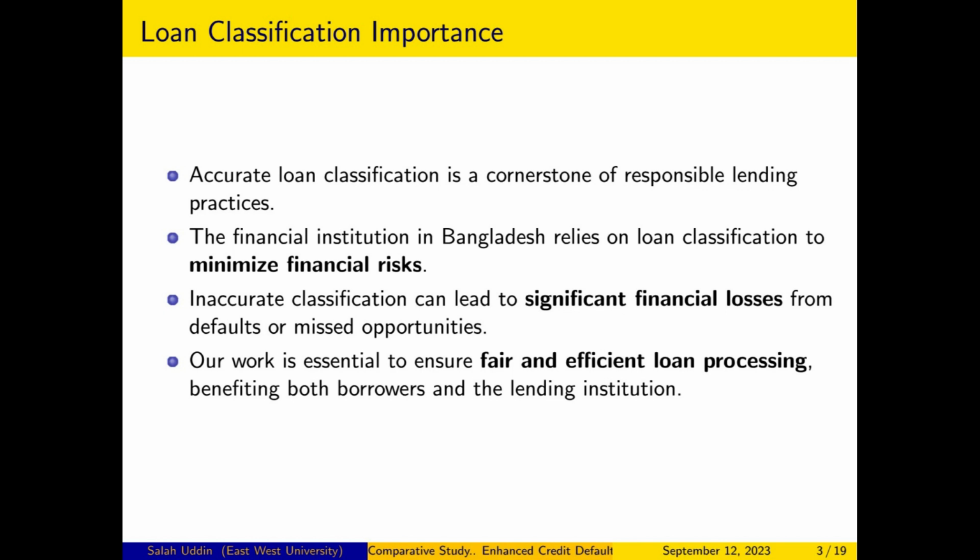Accurate loan classification is a cornerstone of responsible lending practices. The financial institution relies on loan classification to minimize financial risks. Inaccurate classification can lead to significant financial losses from defaults. Our work is essential to ensure fair and efficient loan processing, benefiting both borrowers and the lending institution.